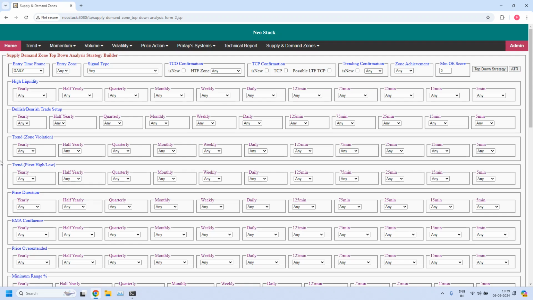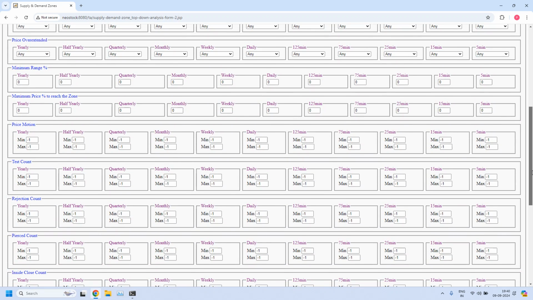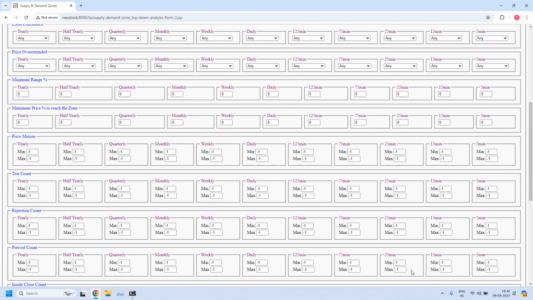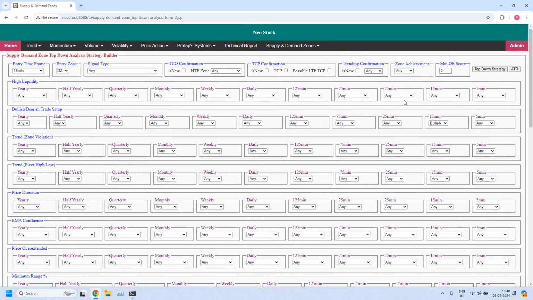The next income trade is the daily income trade. For the daily income trade, the entry time frame is 15 minutes. Entry zone for bullish trade setup, demand zone. In bullish or bearish trade setup at 15 minutes, I am selecting bullish. And the 15 minute demand zone should not be pierced. So in the pierced count column, in the 15 minutes time frame, minimum value 0, maximum 0. Zone achievement is violated opposing zone, minimum order enhancer score is 12. All the 3 filters are applied to the 15 minute demand zone.